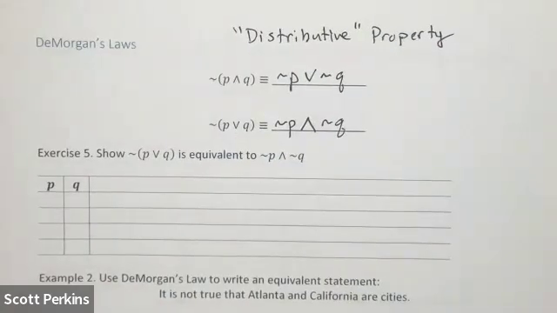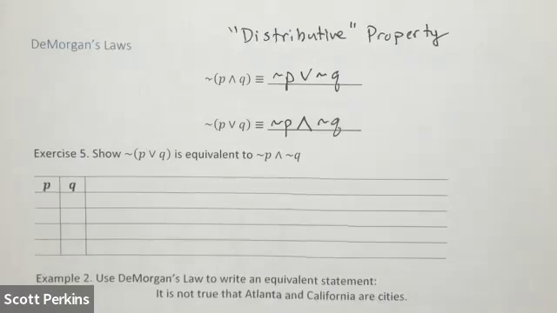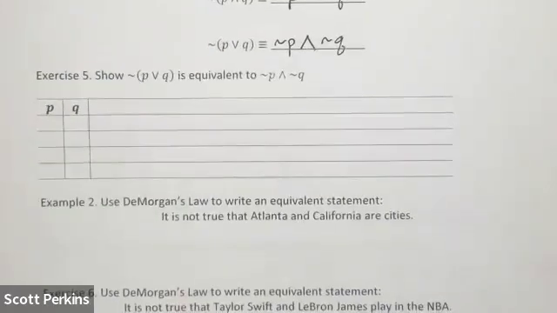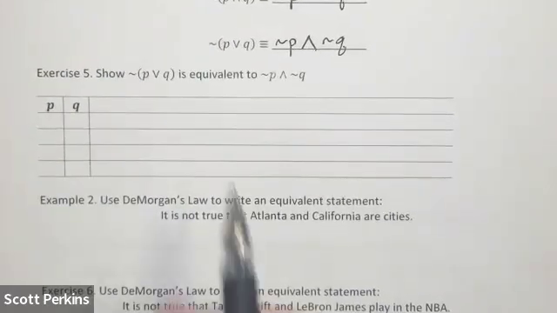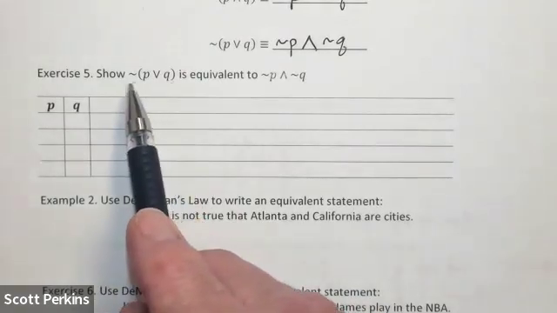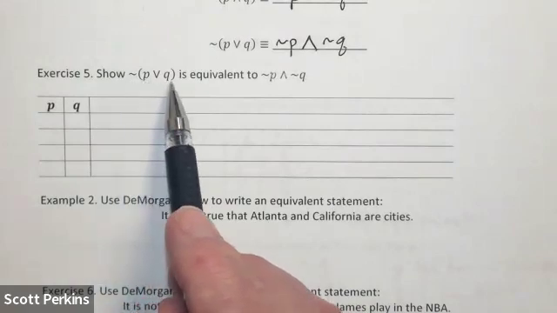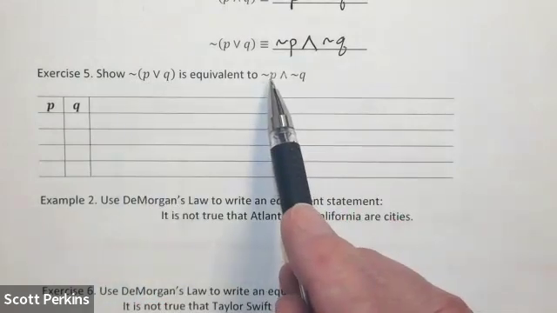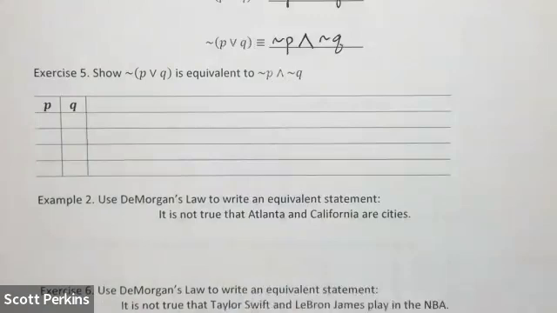So the first thing that I'd like you to do for me right here is in exercise 5. I want you to push pause on the video, and I want you to show that the first one of the DeMorgan's laws is true, that when you have a squiggly outside of P or Q, it is equivalent to squiggly P and squiggly Q. Do that using a truth table.